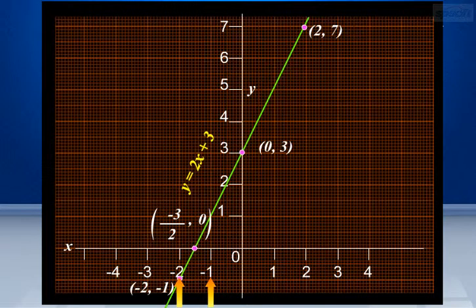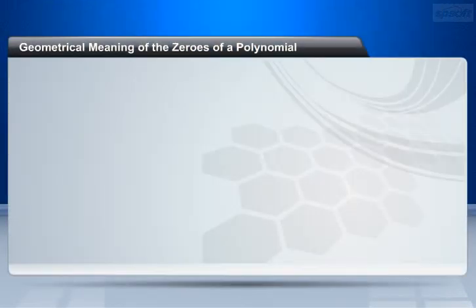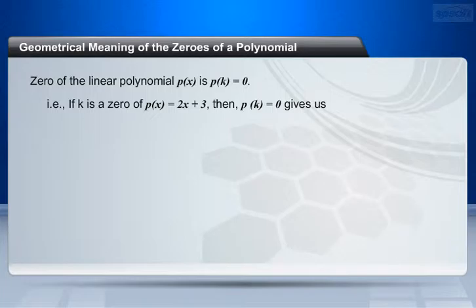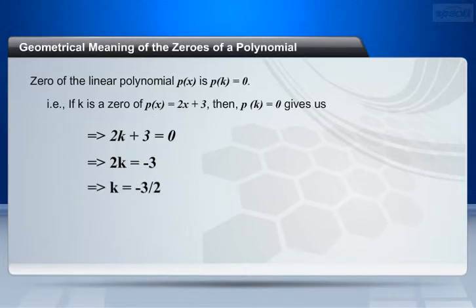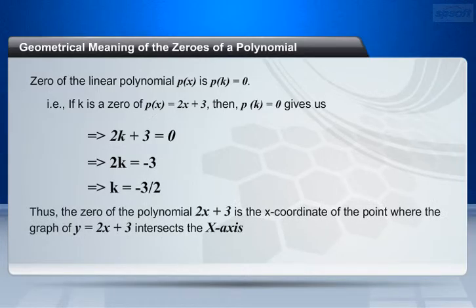Let's find out the zero of the polynomial. Zero of the linear polynomial p of x is p of k equals 0. That is, if k is a zero of p of x equals 2x plus 3, then p of k equals 0, which gives us 2k plus 3 equals 0. This implies that 2k equals -3, which again implies that k equals -3 divided by 2. Thus, the zero of the polynomial 2x plus 3 is the x-coordinate of the point where the graph of y equals 2x plus 3 intersects the x-axis.